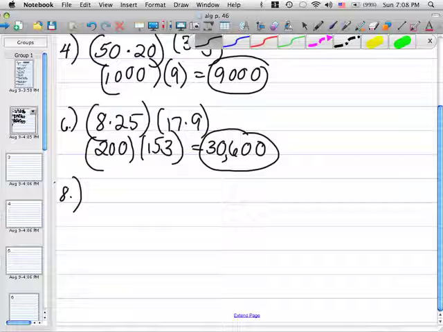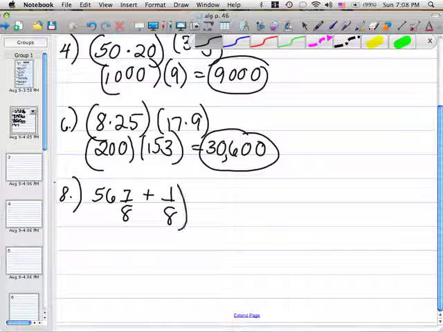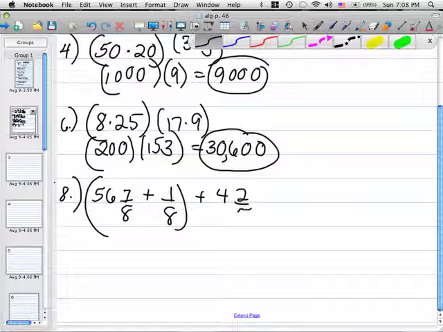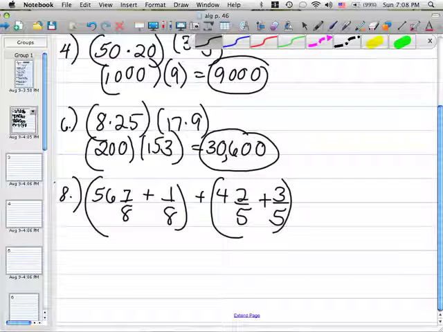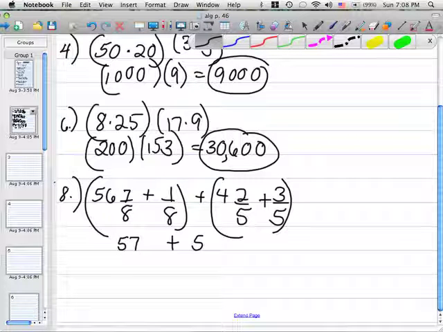Problem number 8. You have a couple mixed numbers and some fractions, and I would put together the ones that have the same denominator. Make sure you use 2 lines for your fractions. So 56 and 7/8 plus 1/8 would give me 56 and 8/8, which is 57. And 4 2/5 plus 3/5 gives me 4 5/5, which gives me 5. So 57 plus 5 is 62.